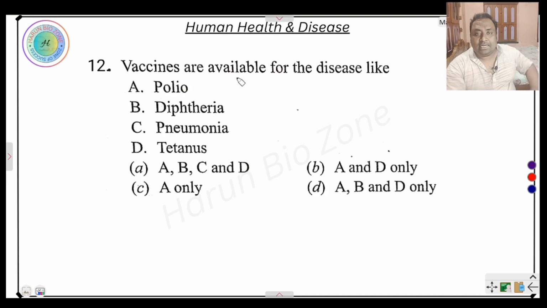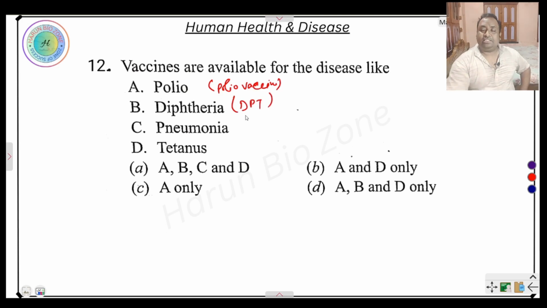Next, vaccines are available for which disease? For poliomyelitis, the polio vaccine is available. For diphtheria, DPT: diphtheria, pertussis and tetanus toxoid. And for pneumonia, there is also a pneumonia vaccine, that is PCV13.